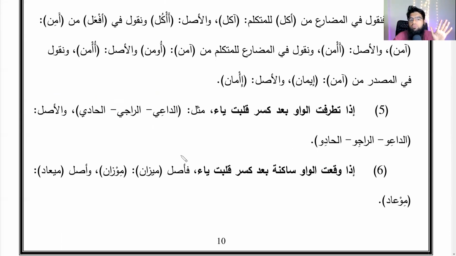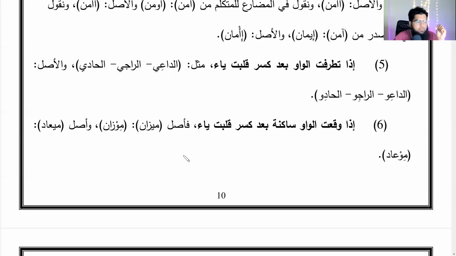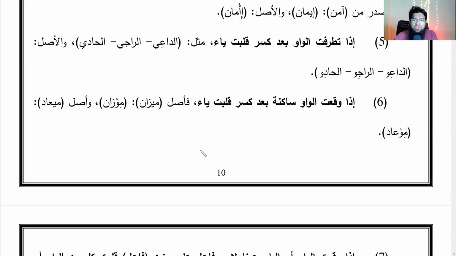So, this is the fifth rule. Sixth rule from now on, we'll look into it, inshallah ta'ala. Number six. There are eight rules totally in I'lal. Inshallah, we'll repeat them at the end of the book again. Don't worry. It might be too much, but we need a lot of practice to understand this. If you understand this, it's a golden thing. It'll be very easier for you to search in dictionaries.